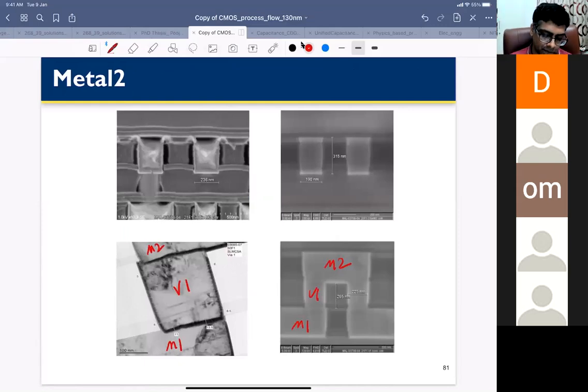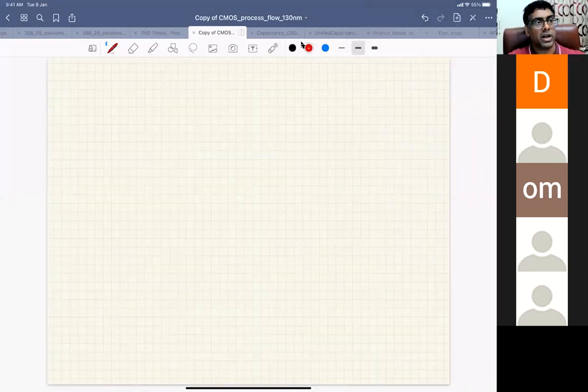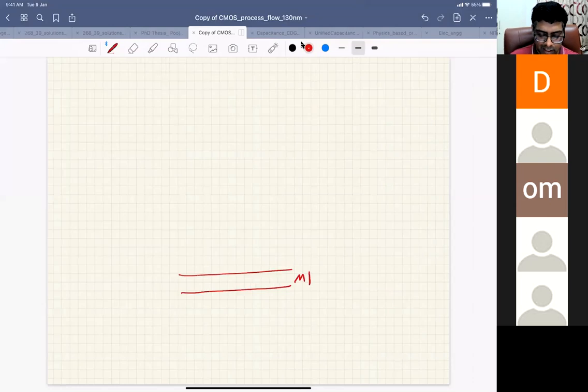Okay, so this is about metal two, but there is another thing which is typically done. Let's say when you're doing the layout, I should not spend more time on the layout in this course, but let me tell you one thing. Let's say this is your metal one that you have drawn, and then you'll have via one. So metal two and metal one.